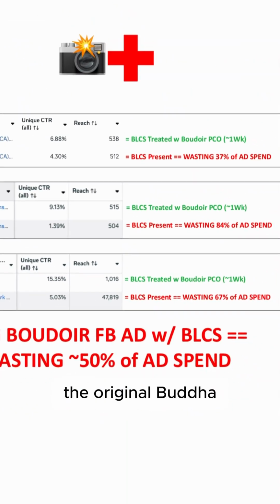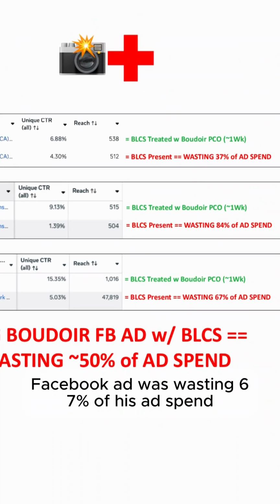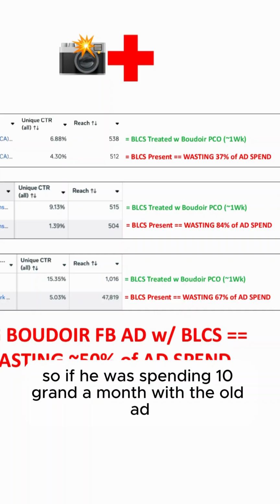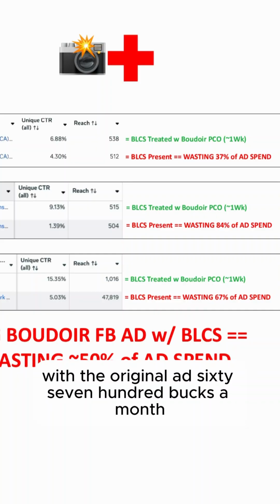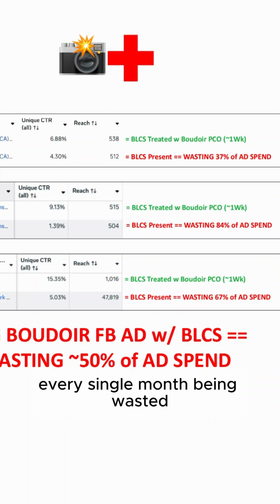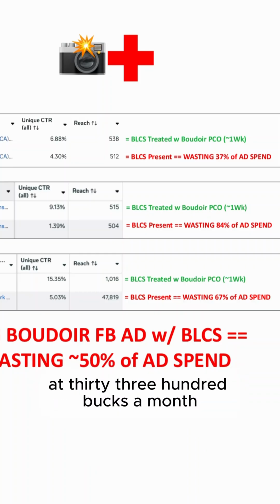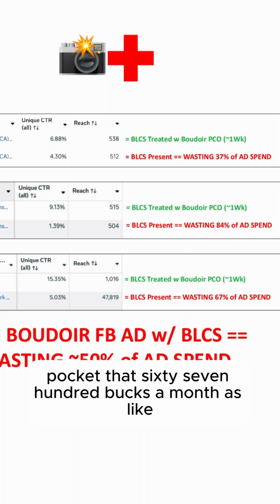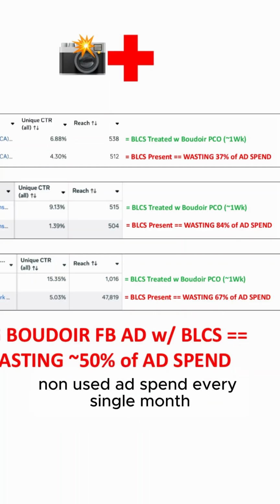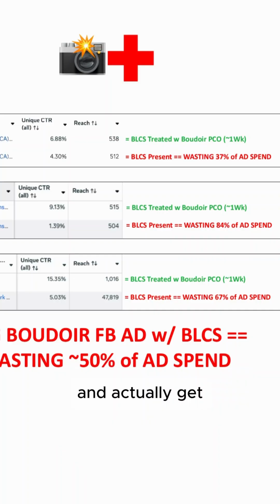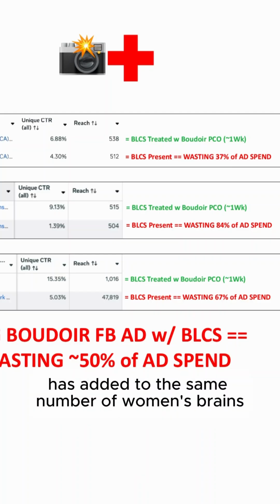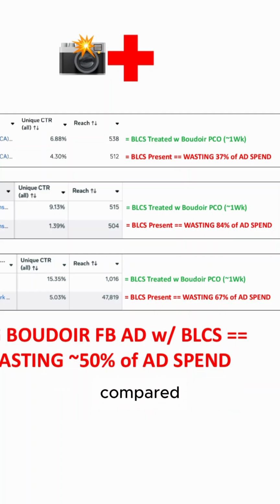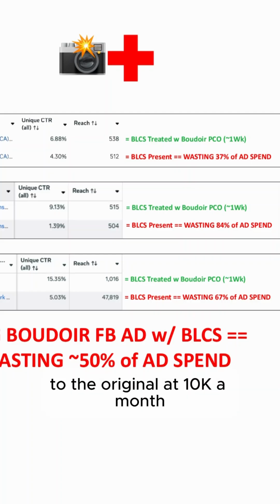And so we found out the original Boudoir Facebook ad was wasting 67% of his ad spend. So if he was spending 10 grand a month with the original ad, 6,700 bucks a month, every single month was being wasted. So now he can run the new one at 3,300 bucks a month, pocket that 6,700 bucks a month as non-used ad spend every single month, and actually get what's that, like an 80K phantom bonus in the next year, and still get his ad into the same number of women's brains at 3,300 bucks a month compared to the original at 10K a month.